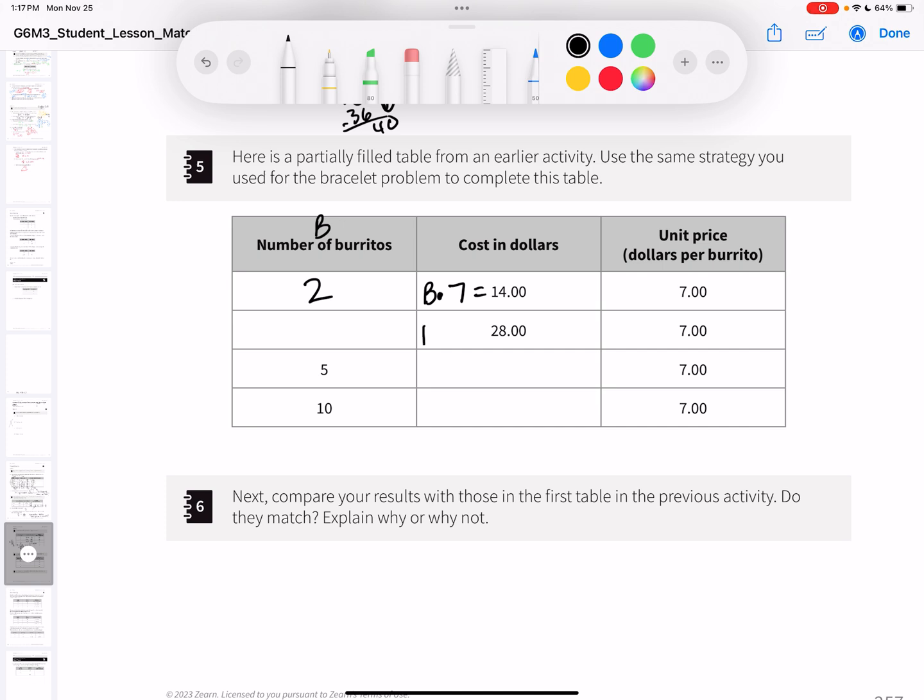How about here? The number of burritos times 7 has to equal 28. Well, what number times 7 gets us 28? Well, I know 4 does. Now, here I have B, which in this case is 5, times 7 to get the cost in dollars. 5 times 7 is 35. I'm using that unit rate. Number of burritos, that would be 10, times 7, which is our unit rate, gets me 70. So to buy 10 burritos, I would have to pay $70.